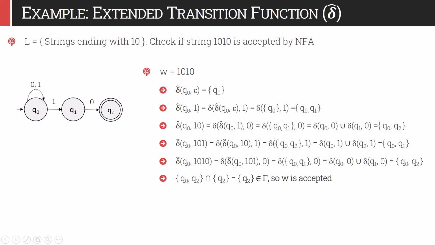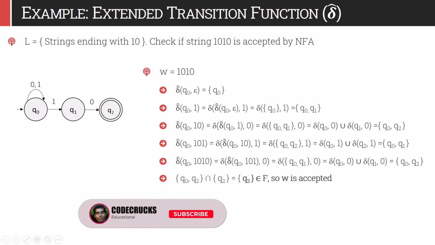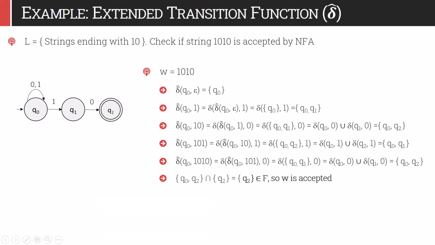Fine. So if we follow some different path, we might go to Q0, and that state will reject the string. But if we follow some other path, we can go to the state Q2, and that path will accept the string. So this is how the extended transition function works for a string in an NFA.